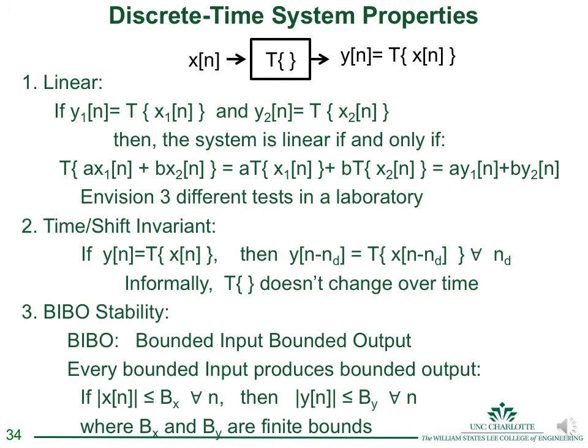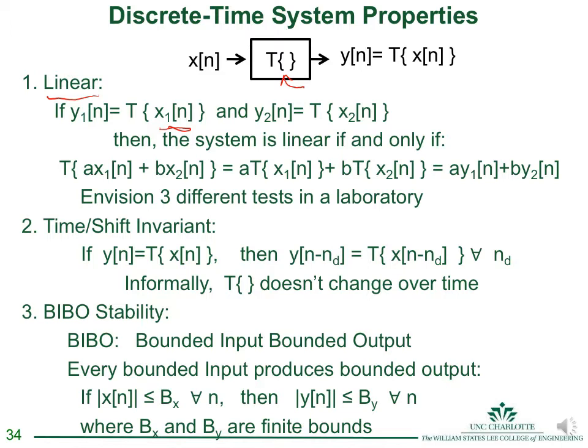Linearity, an important property. Sometimes that sounds a bit like the cat chasing its tail. What it says is, if you put in an input x of n, and our system is some kind of transfer function, we haven't said whether it's linear or time invariant, so we just call it T. Whatever the transformation of x of n is, we call the output y of n.